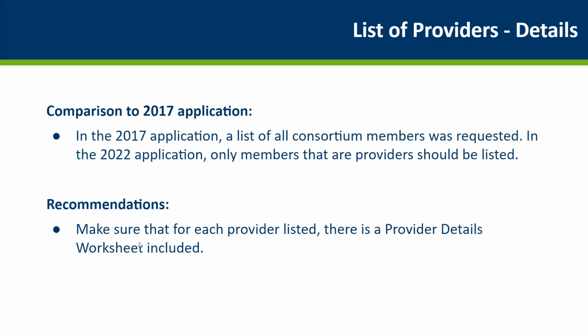And then just a couple of thoughts and recommendations about the list of providers. If you are looking back at your 2017 application, you will note that this has changed. In 2017, we requested a list of all consortium members, whether or not they were a provider. For this 2022 application, we have made a change here. You do not need to list members that are not providers. On the provider list, only members that receive adult education funds to employ their own instructors should be listed.